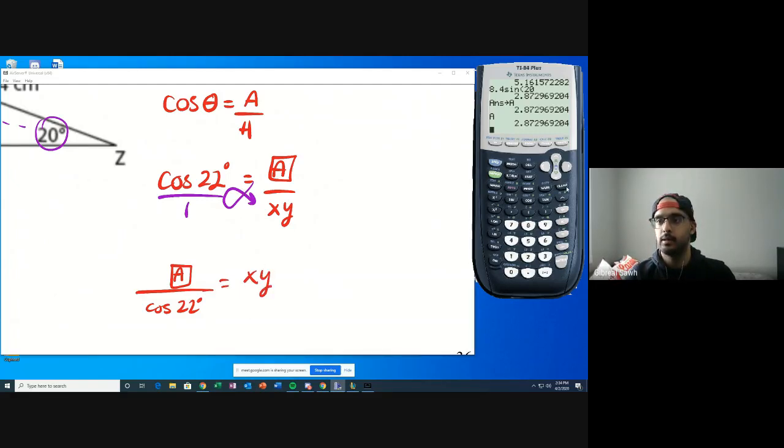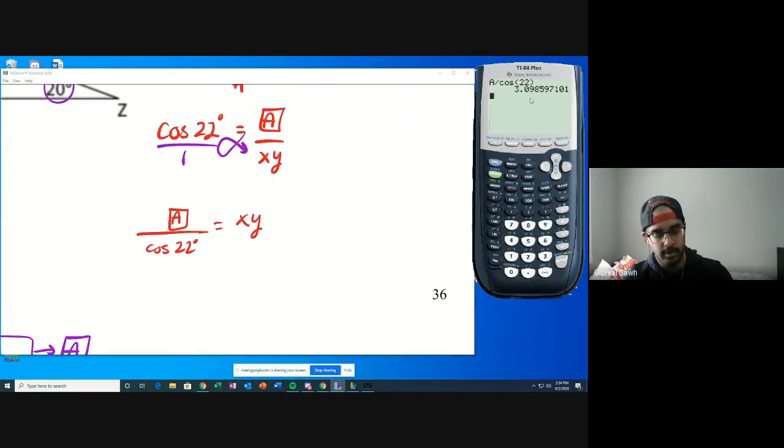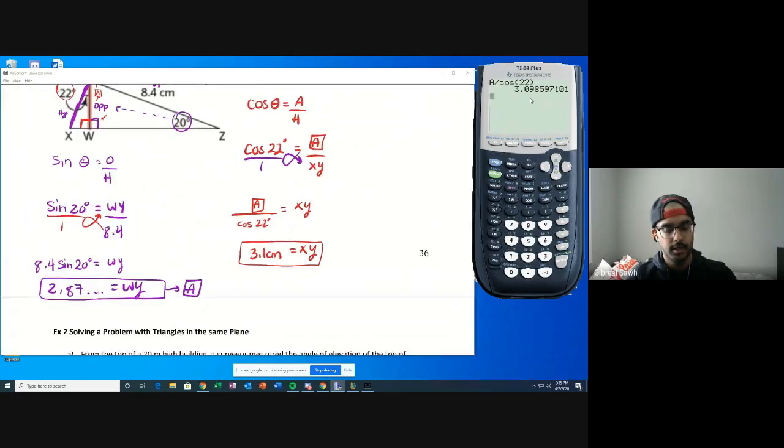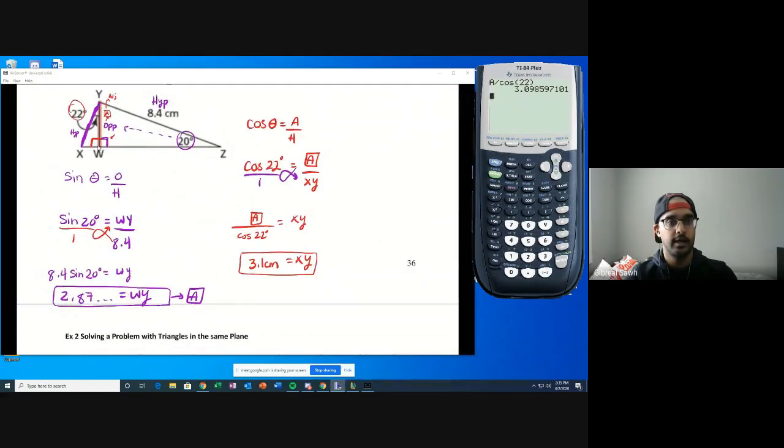So in our calculator, A was our stored value, so let's bring that up. We'll divide it by the cosine of 22, close the bracket, and there we go. There's how big XY is. Now to the nearest tenth, we should be rounding this, so that'll be 3.1. It is centimeters, and that's XY. So again, two steps. As long as you find that shared side first, you can use it in the other triangle to find what you need to.